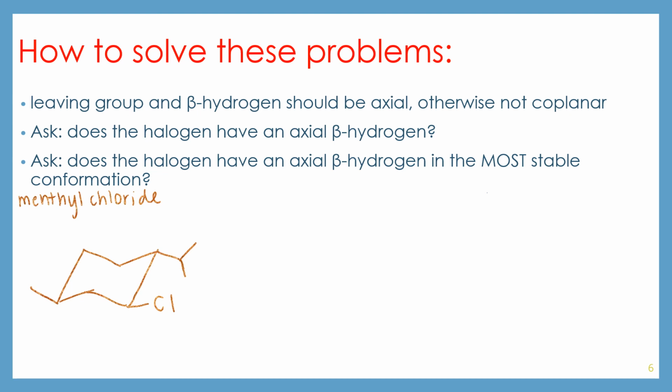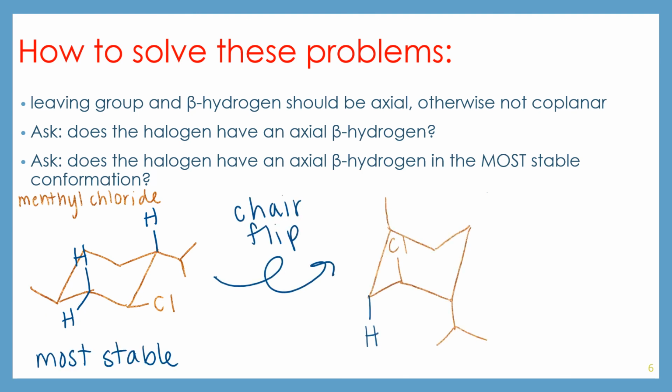So let's take a look at menthyl chloride. This is the diastereomer to the molecule we looked at on the last slide. In its most stable conformation, the isopropyl group, the chlorine, and the methyl are all in the equatorial position. There is no way to eliminate the chlorine while it's in the equatorial position. So this is the only hydrogen atom that is anti to the chlorine.